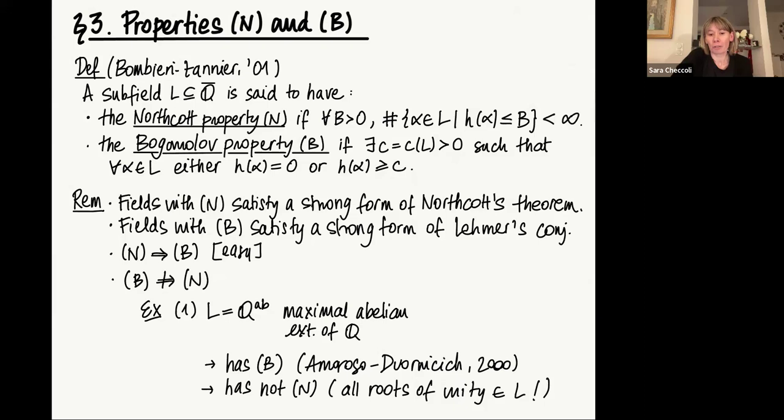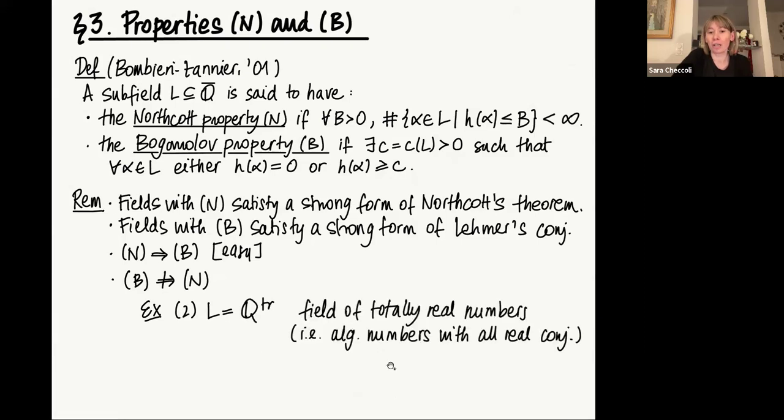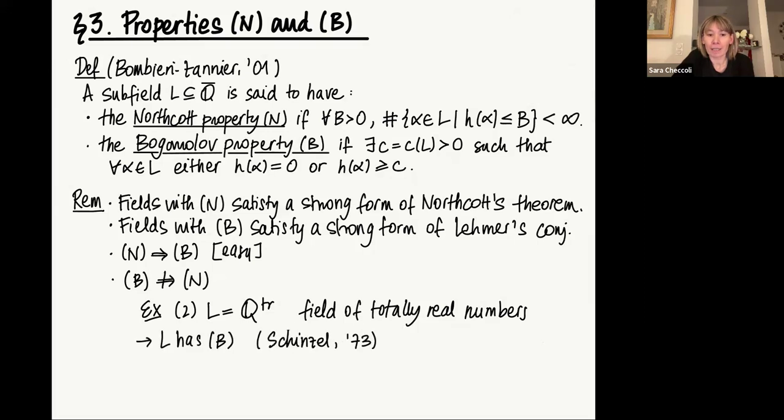If you seek other examples where B doesn't imply N, where there are few roots of unity, an example is the field Q^tr, the field of totally real algebraic numbers. Just to recall, these are all the algebraic numbers which have all real conjugates. This field has property B. This is a result of Schinzel. I will come back to this later.